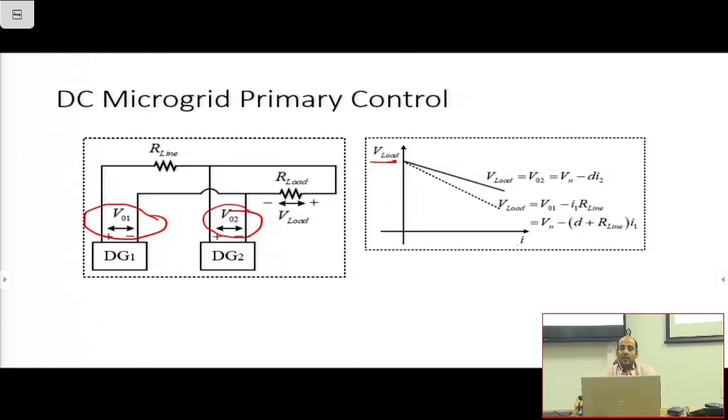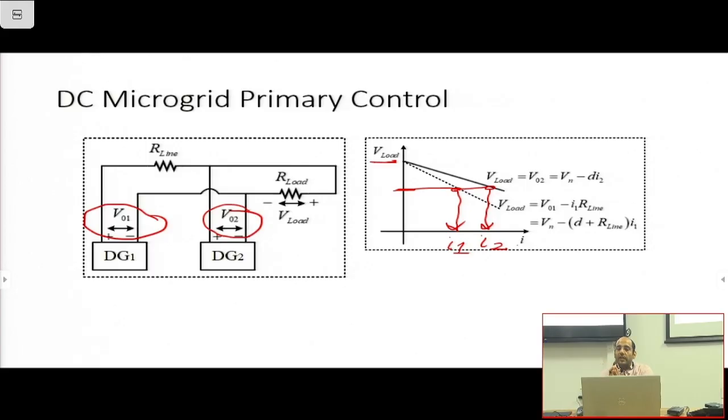At the end of the day, you can have only one load voltage value. You cannot have two different load voltage values. The load voltage will have one value at steady state. So wherever it is, it will intersect these two lines, and accordingly you will get two different current values. So this is your I2, this is your I1. So here the sharing is difficult. There is always an error.